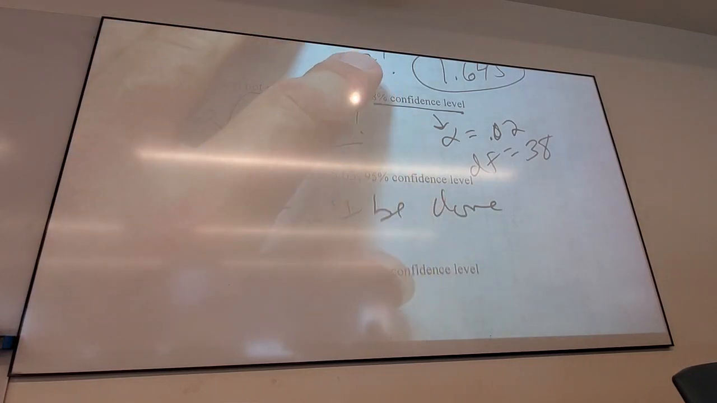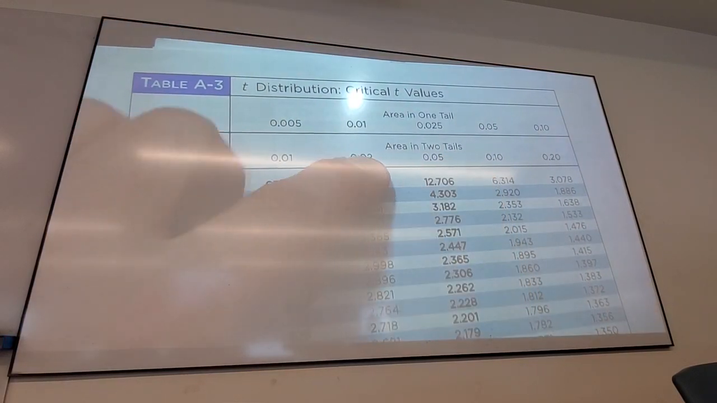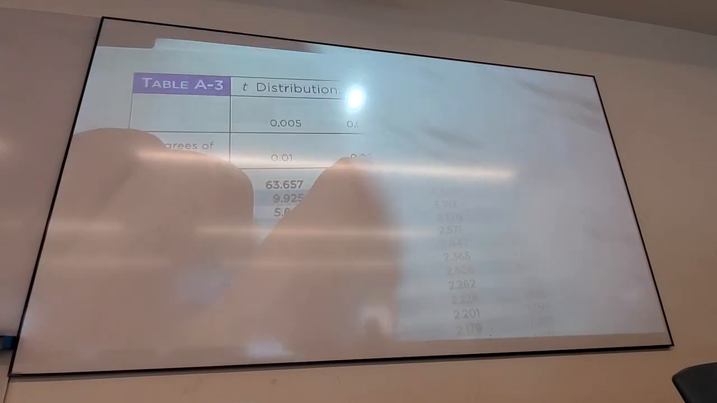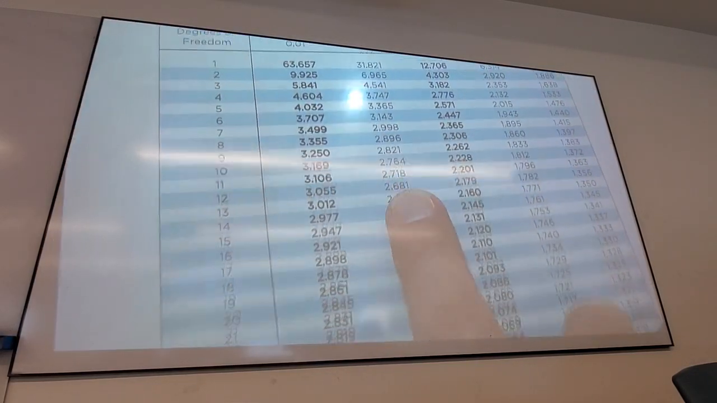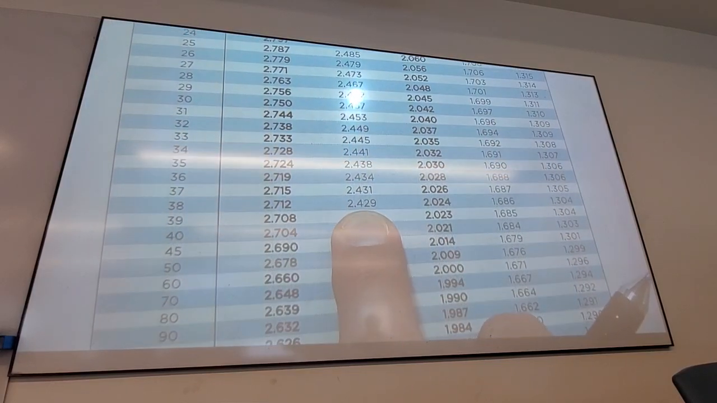So I know the area in two tails is 0.02, so I'm gonna go here. And I'm gonna stop at 38. That's my degrees of freedom, so I'll just go down, stop at 38. So I get 2.429.